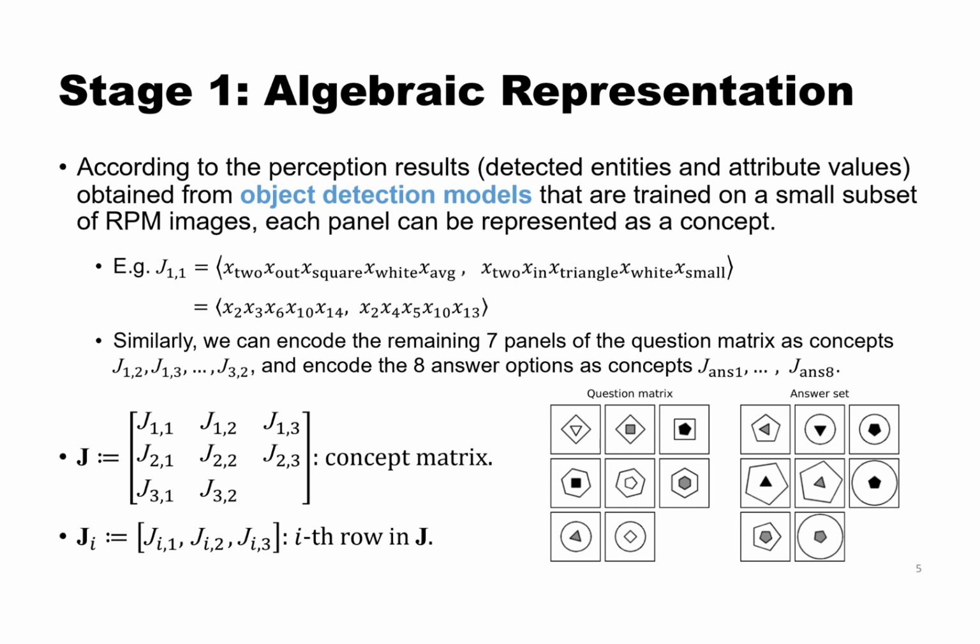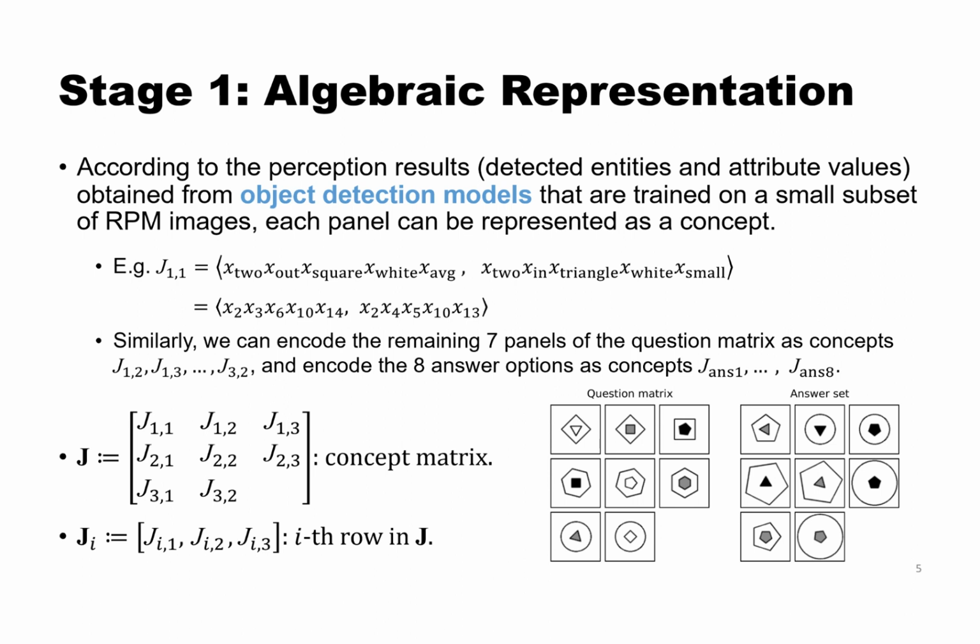According to the perception results obtained from object detection models, each panel can be encoded as a concept. For example, the first panel in the question matrix can be encoded as a concept J11 in the polynomial ring R. Since the object detection models detect 2 entities in this panel, there would be 2 generators in J11, where each generator is a monomial of degree 5 formed by multiplying 5 variables together, where these variables represent attribute values of the corresponding entities.